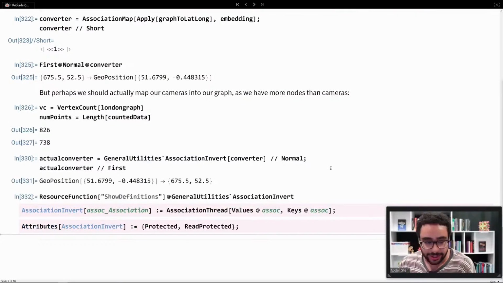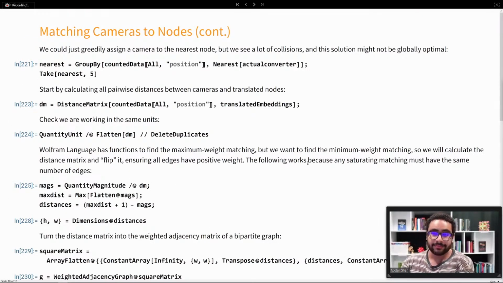Okay, so good. We built our graph, basically. Now we need to map cameras to nodes. My first thought was that these cameras and nodes are in the same world, they have these geographic locations, so it should be straightforward. And maybe it is. We just take a camera and give it to the nearest node.